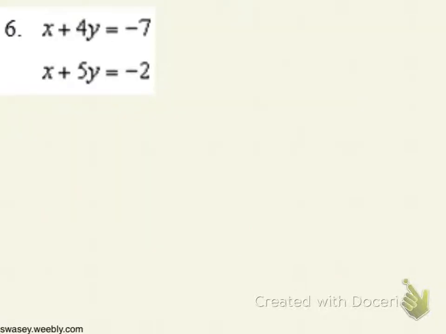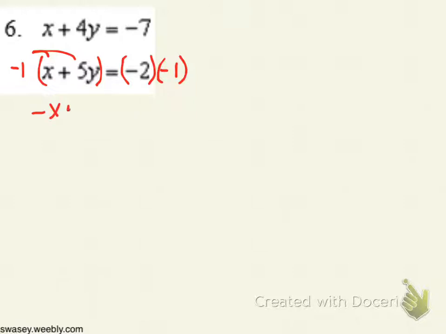Number 6. If we add them like they are, nothing's eliminated. So let's multiply one of our equations by negative 1. The reason we're doing negative 1 is because we have the same coefficients. So we need to multiply one of our equations by negative 1. That way we have opposite signs.